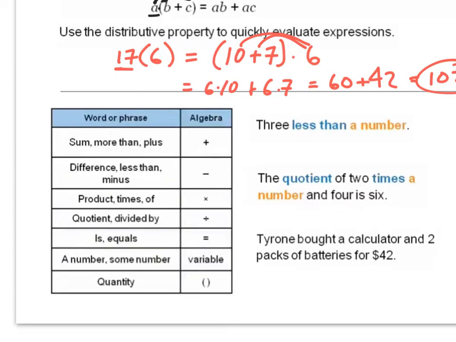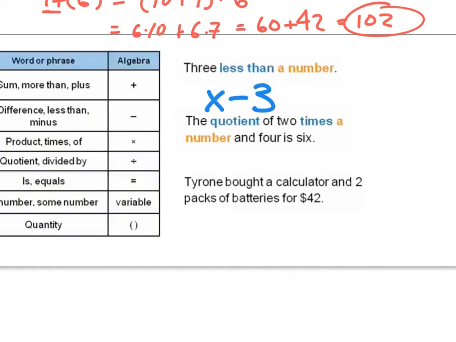Okay, on this table, these are just different ways to say things. These are all the operations that we have, and these are words that represent those operations. I would refer back to this. If you say 3 less than a number, less than means minus. A number, x, and there is 3 less than that. Something like that.